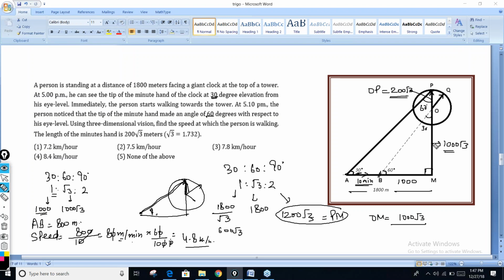So you may check it again from your side. If there is a calculation mistake, you can correct it. Otherwise, I'm getting the answer right now. It's 4.8 kilometer per hour. But as far as my memory is concerned, I thought the answer was 8.4.